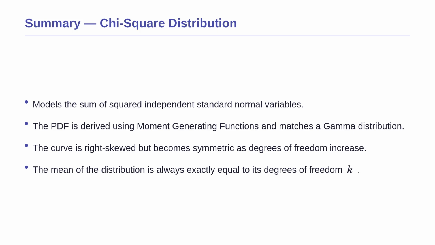As we wrap up, let us review the most important ideas we have covered today. First, the chi-square distribution models the sum of squared independent standard normal variables, making it perfect for measuring accumulated variance. Second, its probability density function is derived using moment generating functions, taking the shape of a right-skewed curve that becomes symmetric as degrees of freedom increase. Finally, its mean is always exactly equal to its degrees of freedom. You now have the mathematical foundation to perform rigorous variance testing in any scientific field.